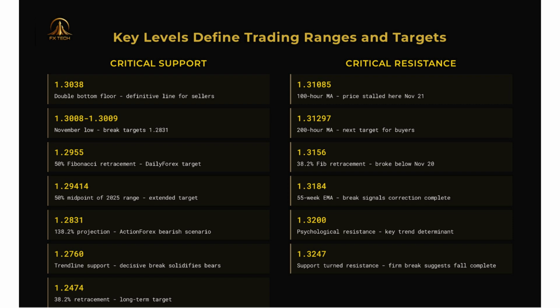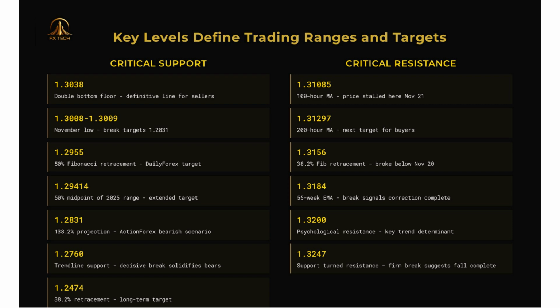Understanding critical support and resistance levels is essential for effective trading decisions. On the support side, the double bottom at 1.3038 represents a definitive line for sellers. The November low at 1.3008 to 1.3009 is the next key level, with a break targeting 1.2831.